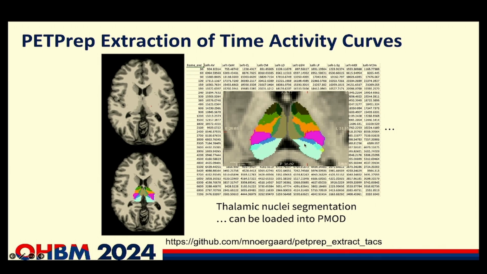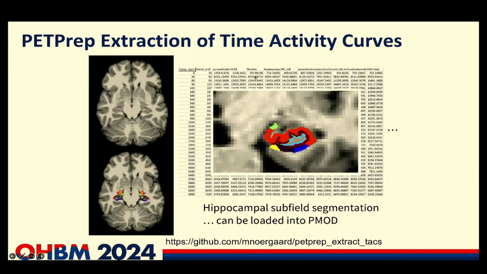And because we can then use those as a part of our workflow as well, you can also get out time activity curves for these regions. And it's not just for the thalamus. These are continuously being developed. So this is also hippocampal subfield segmentation, where you have the different parts of the hippocampus. You can extract time activity curves from that.